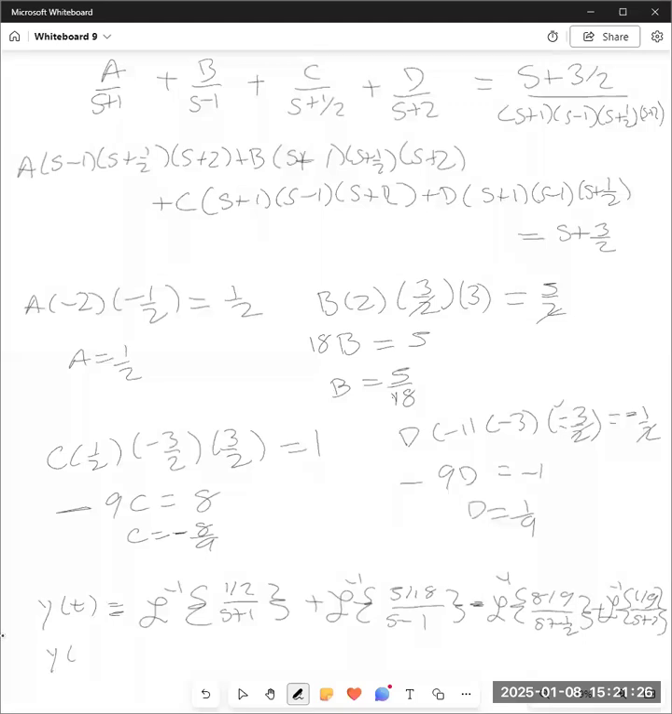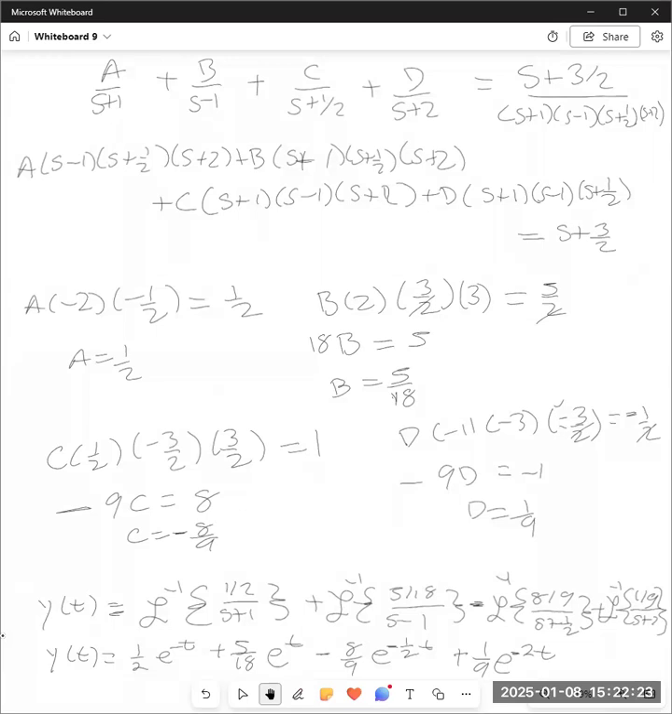So that's going to turn into y of t is equal to 1/2 e to the negative t plus 5/18 e to the t minus 8/9 e to the negative 1/2 t plus 1/9 e to the negative 2t. 1/2 e to the negative t, 5/18 e to the t, negative 8/9 e to the negative 1/2 t, 1/9 e to the negative 2t.